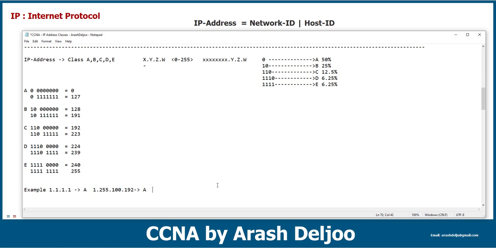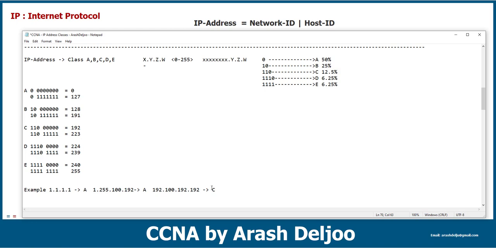If I give you this value for an IP address, 192.100.192.192, what is the class of this IP address? It's so easy. 192 is between 192 and 223. Because of that, this is class C.